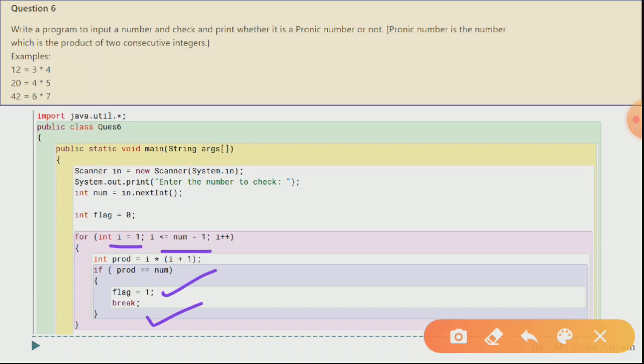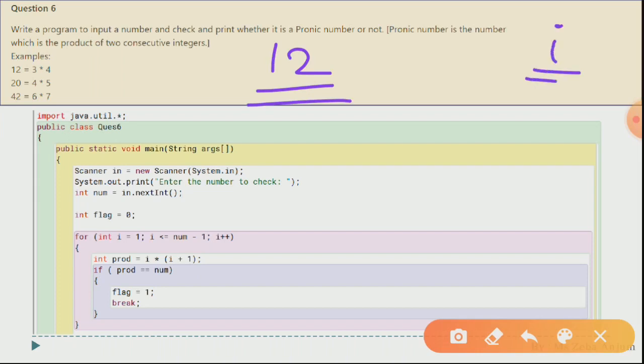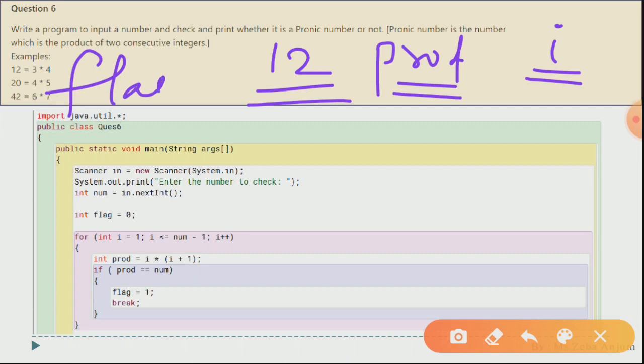Okay, now see over here, let us try to execute this code. Let us take, we have entered a number that is 12. For 12 we are going to run our loop. Over here is the value of i, over here is our product, and over here is our flag. So initially the value of flag was 0. The value of i is 1.